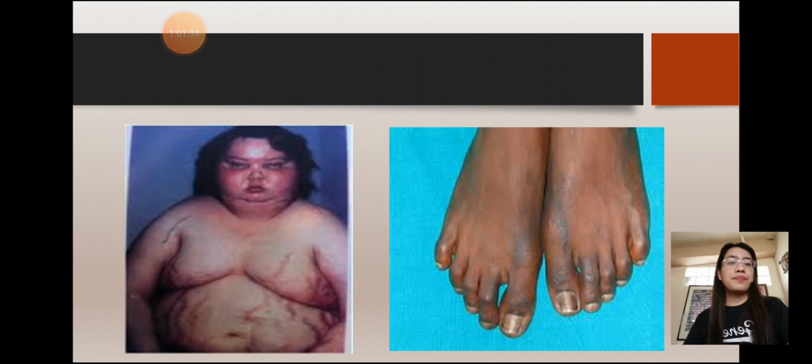So, ito ang Cushing. This is your Cushing. And this is your Addison. Okay, ito, bronze discoloration ng skin.